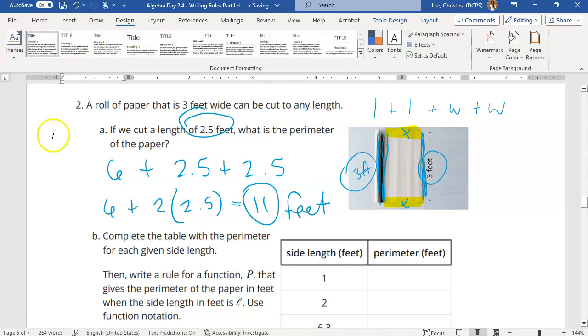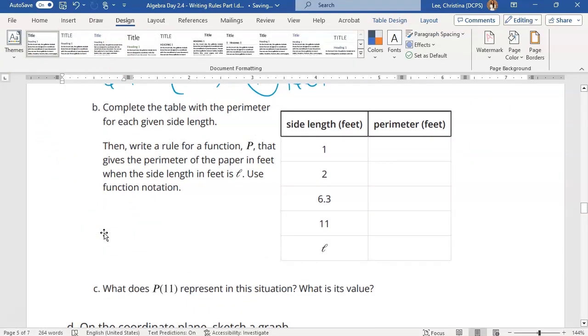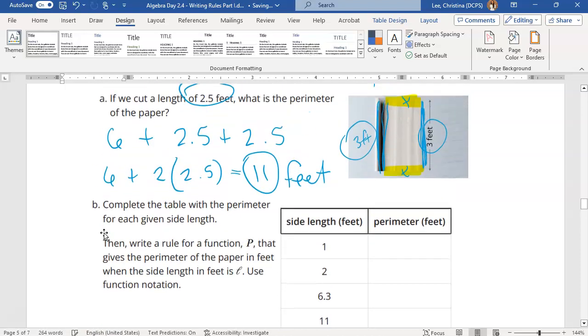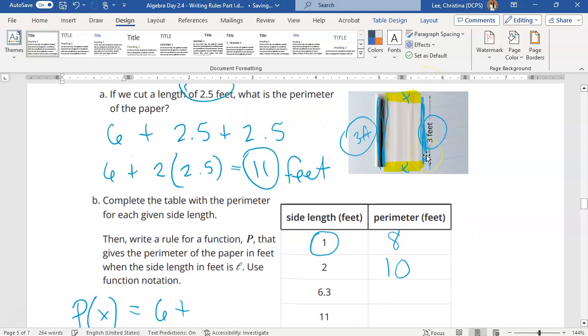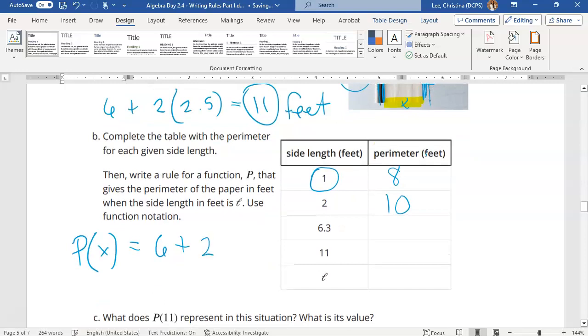All right. Letter B says complete the table with a perimeter for each given side length. So if I had 1, this would be 3 plus 3 is 6 plus 1 here plus 1 here is going to be 8. 2 would be 3 plus 3 is 6 plus 4 is 10. Okay, and so you may start to see the pattern here is P of X equals 6 plus, right, because no matter what, these, again, these lengths here on the side are always going to be 3. And then what we don't know is x, and there's 2 x's, so 2x.